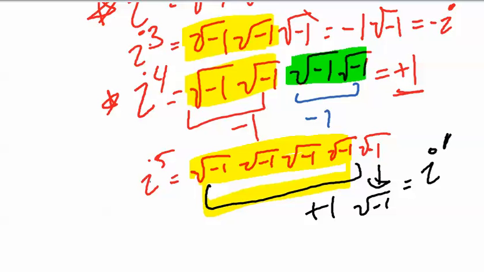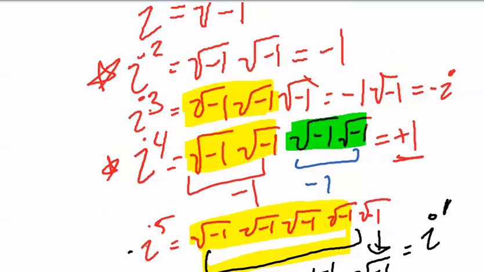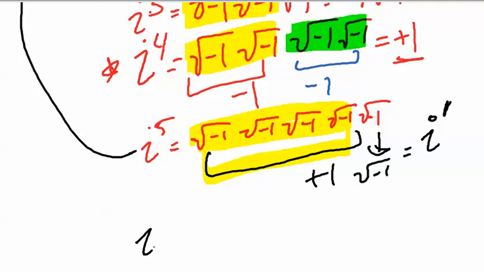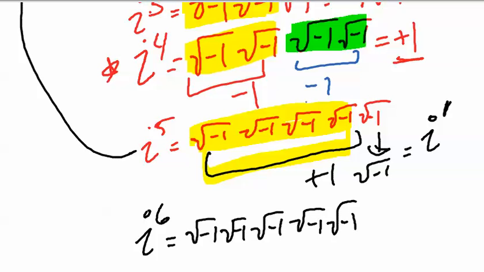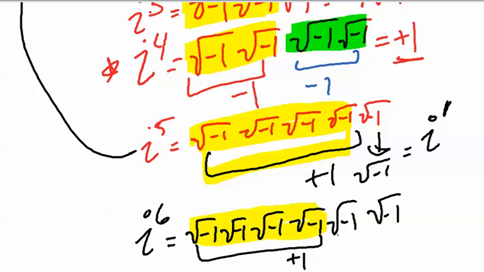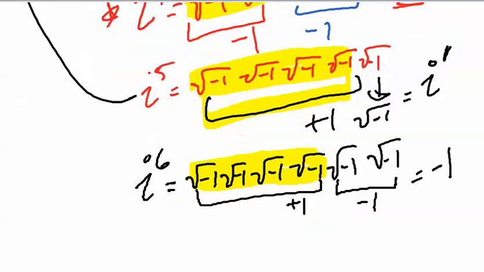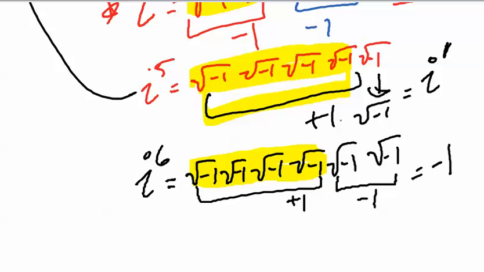So in reality, when you get to i to the 5th, you go back up and it becomes i to the 1st. When I do i to the 6th, the same thing applies. I'm going to have 6 of these, and I know every 4 becomes positive 1, every 2 becomes negative 1, so that becomes negative 1, which is really the same as i squared. So after every 4, it cycles back into that rotation.